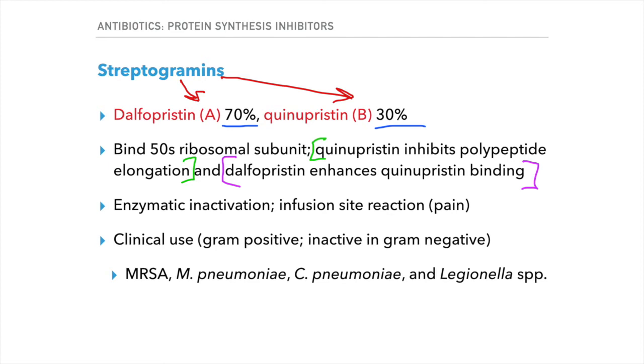Resistance mechanisms for the streptogramins involve enzymatic inactivation, and the adverse effect to be aware of is that an infusion site reaction can occur, and this often manifests as pain with the streptogramins. Clinically, streptogramins are used in gram-positive, and it's important to note that these drugs are inactive in gram-negative bacteria. So some examples of where you may use streptogramins clinically include MRSA, M. pneumoniae, C. pneumoniae, and Legionella species.